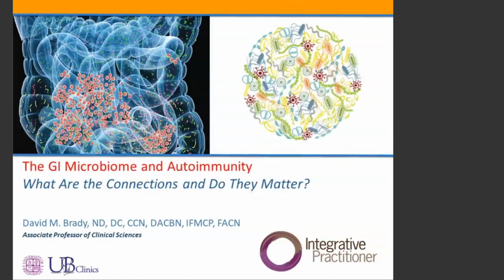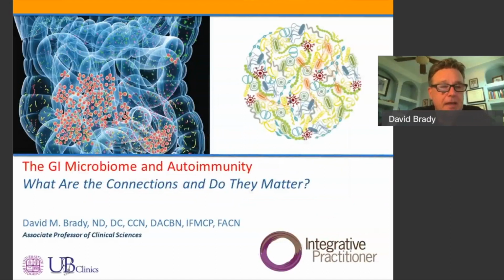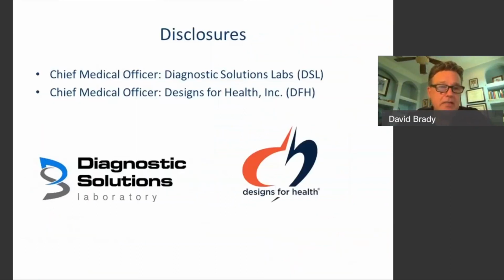All right, we're going to get going here into the presentation. We're going to talk about some of these issues of the autoimmune epidemic and how that may be influenced by the microbiome. And I guess more precisely, the GI microbiota, a component of the microbiome. As was mentioned in the beginning, my disclosures are just that I am the CMO of Diagnostic Solutions Laboratory and Designs for Health.